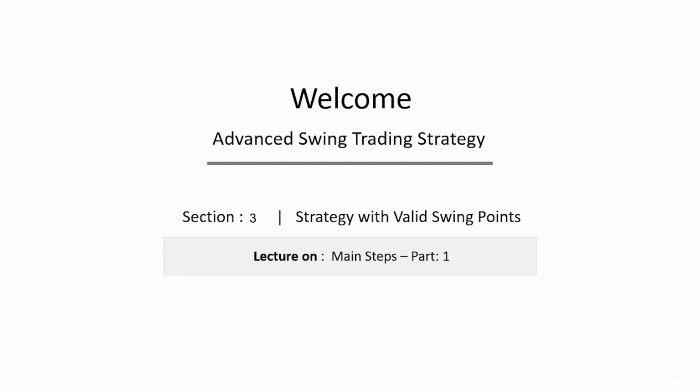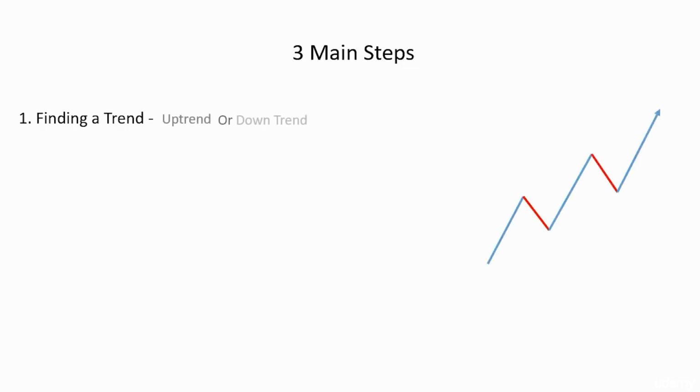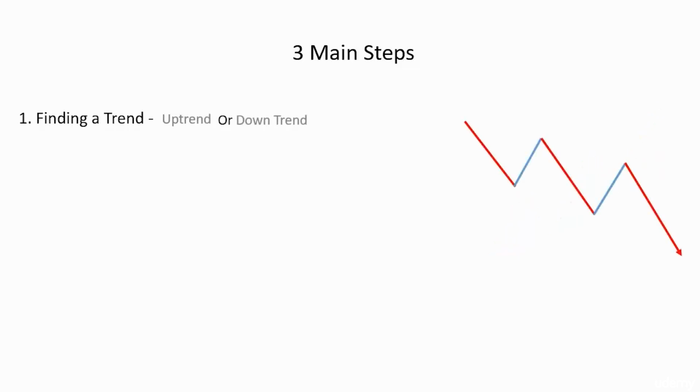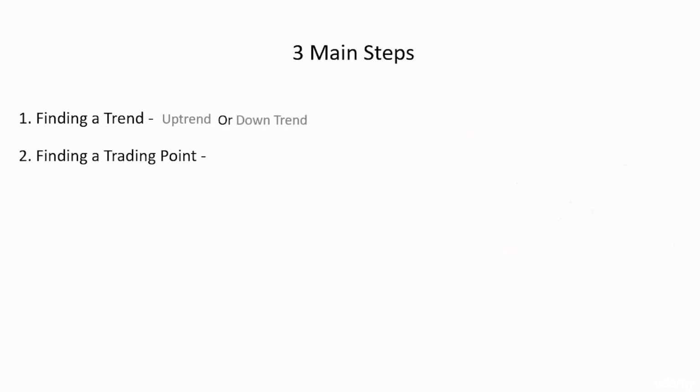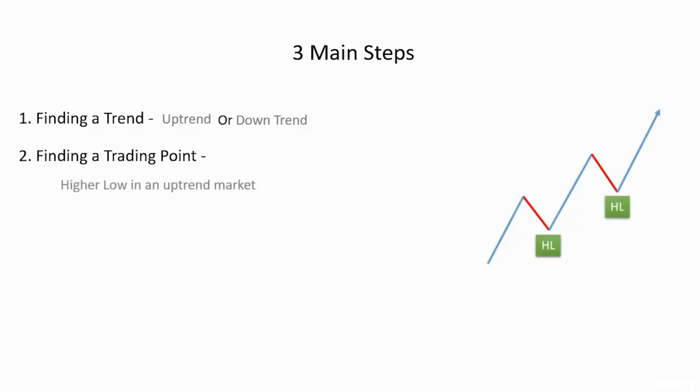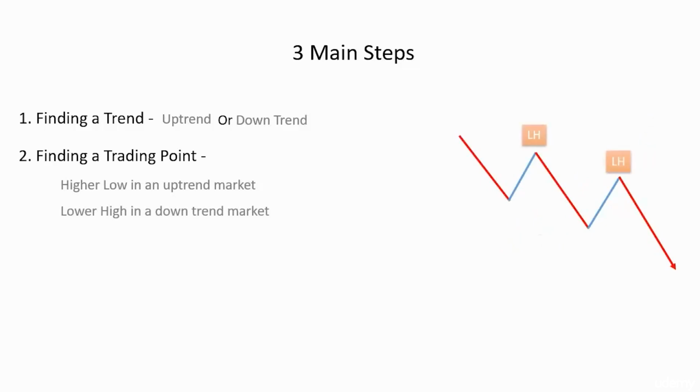So let's begin to know the swing trading strategy from the very basics. To trade the varied swing points, we will be focusing on 3 main steps. The first step is finding a trend, either an uptrend or a downtrend in a price action chart. The second step is finding varied trading points on that trend. That means finding the higher low points in an uptrend market and lower high points in a downtrend market.